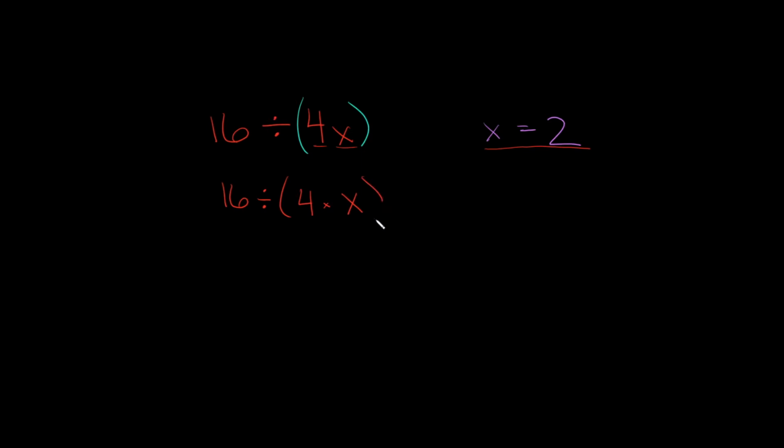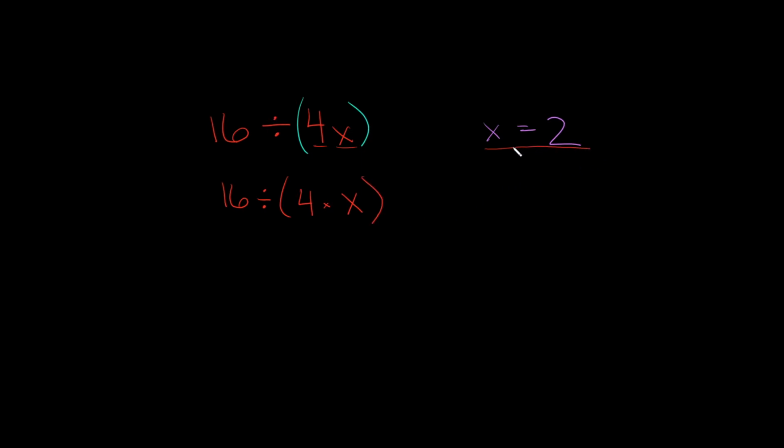Okay, now let's say we were asked to evaluate 16 divided by 4x. And we're going to put 4x in parentheses. Okay, and we're also going to say that x is equal to 2. Now, before substituting this x equals 2 into my expression, I'm going to simplify this a little bit. So 16 divided by 4x, this is the same thing as 16 divided by, and remember we have a number next to a variable with no sign in between them, so that means multiply. Okay, so 4 times x.